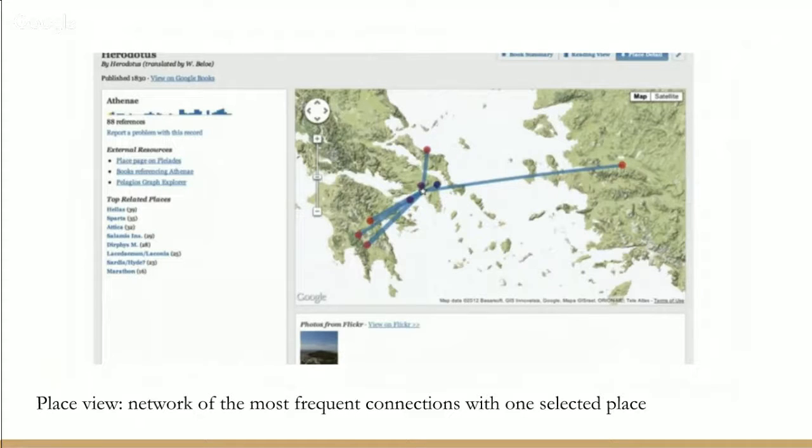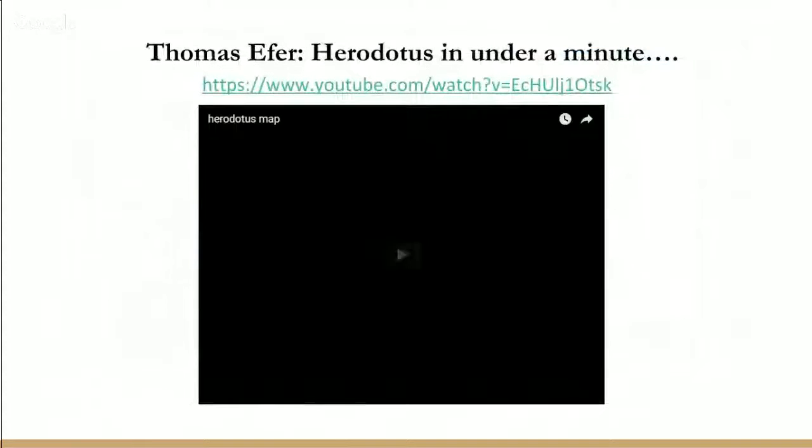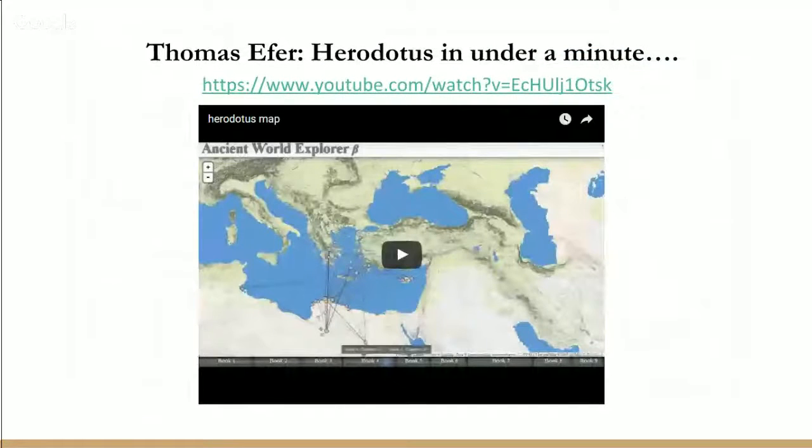One of the last experiments made with this data was performed by one of our colleagues, Thomas Heffer, who created this very simple visualization of the comprehensive graph of place co-occurrences in the history of the Persian Wars. It is very experimental, and it obviously raises questions about how we select place co-occurrences, but it is still pretty good to see, and I recommend you open this link and see the video.